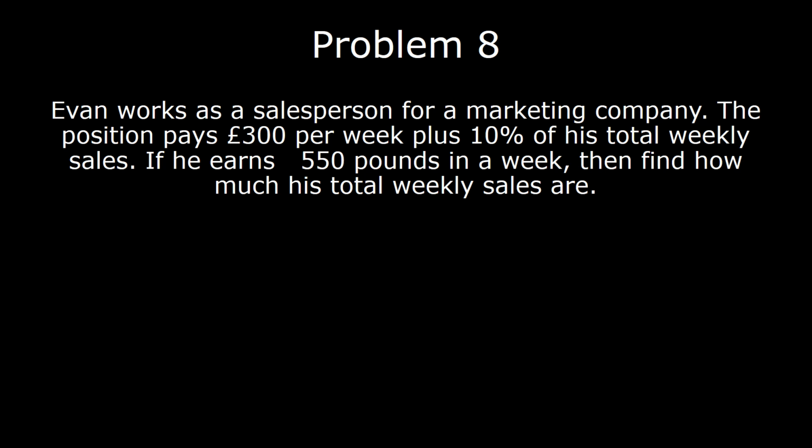This is a really straightforward question actually, because the equation is pretty much given. 300 plus 10% of total weekly sales equals 550. Because they've literally given us 300 plus 10% of total weekly sales to be equal to the total earnings of Ivan in a week, and they've said that in this particular week he has earned 550 pounds.